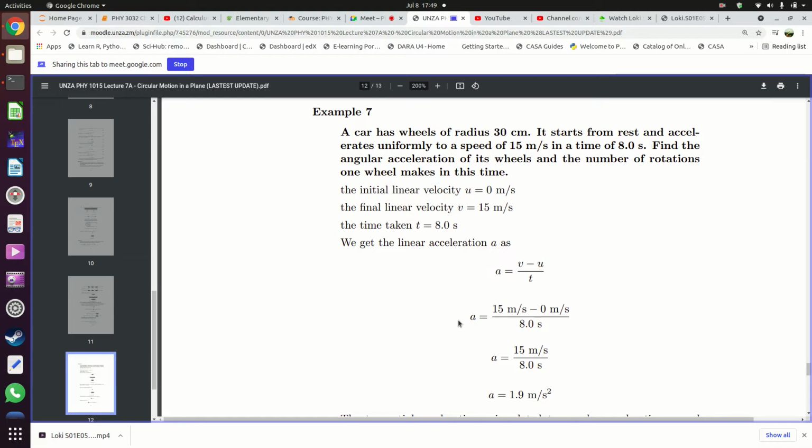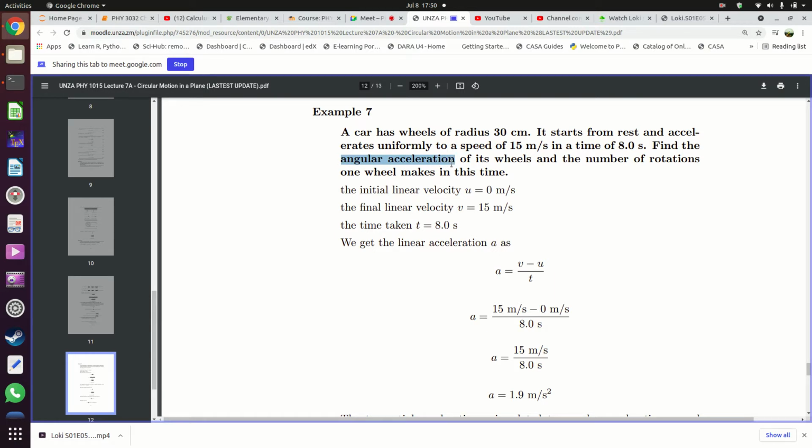We are told it starts from rest. So if a car starts from rest, its velocity is 0 meters per second. Then it accelerates to a speed of 15 meters per second. That's its final velocity. And the time in which it does all this is 8 seconds. So most of the information you have been given here has to do with this vehicle moving in a straight line. So you can use your straight line formulas. For example, we are asked to find the angular acceleration.